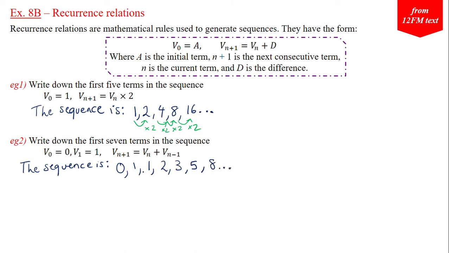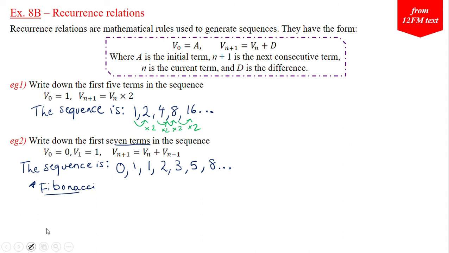So we've got the first 7 terms in the sequence. We added these 2 terms to give this, these 2 terms to give 2, these 2 to give 3. A much trickier example, this here is called the Fibonacci sequence. It's one that appears really frequently in nature, which is why I chose it as an example.